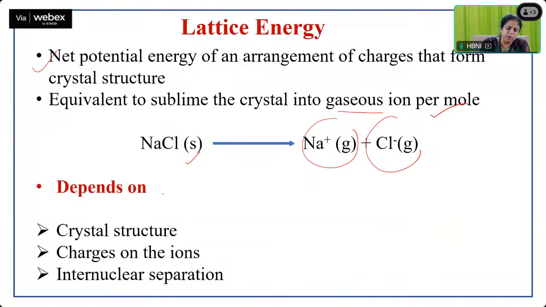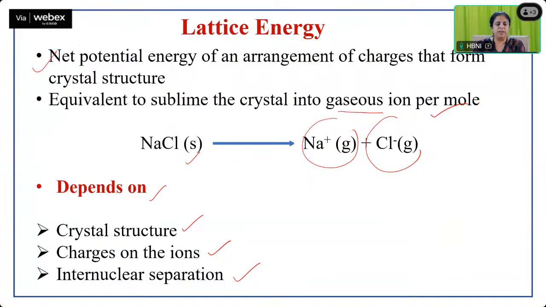Okay, so what will it depend upon? If I asked you, even if you have not read about lattice energy, you know that crystal structures are held together by ionic, electrostatic attraction. Lattice energy is what holds the ions together. So it will depend upon the crystal structure. That is why different species have different lattice energy and consequently different melting points. Charges on the ions, because the higher the charges, the more the attraction. Internuclear separation, the farther they are, the lesser the attraction, and that will affect the energy trying to hold them together.